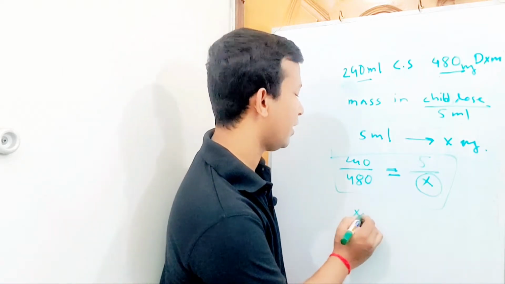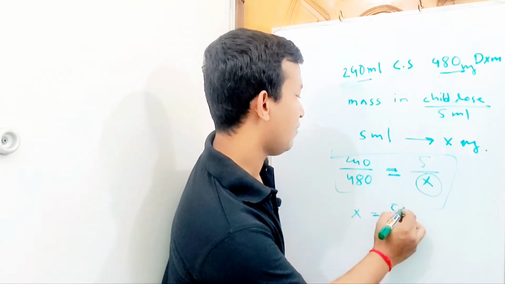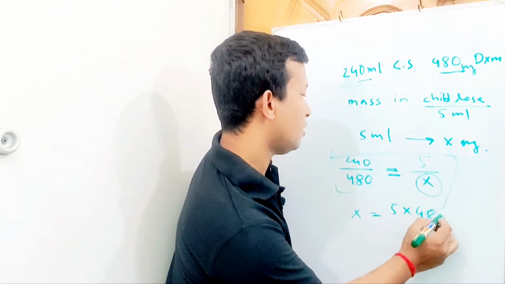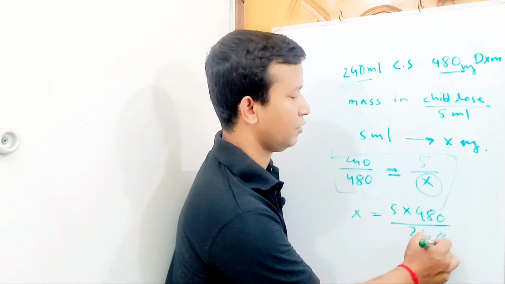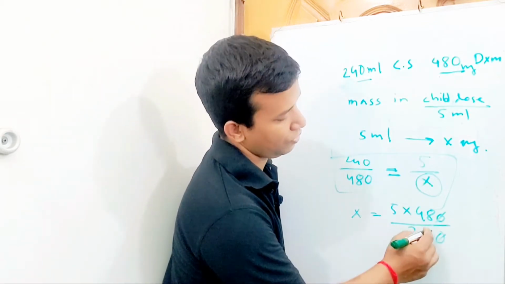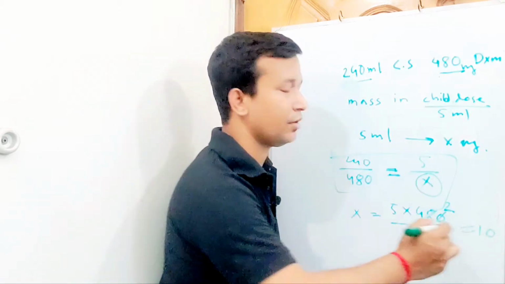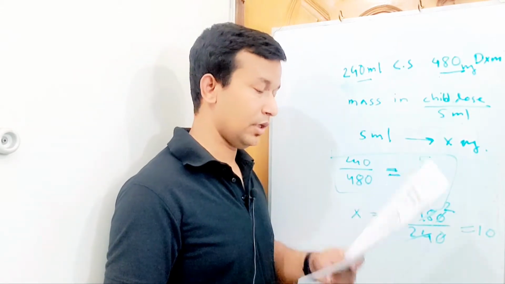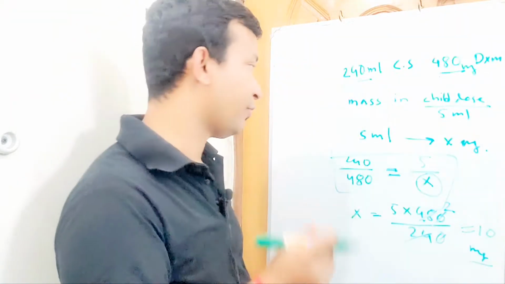If we calculate x from here, it will be 5 into 480 divided by 240, so x equals 10. Yeah, x is 10 milligram. Now I just want to give you some very clear concept.